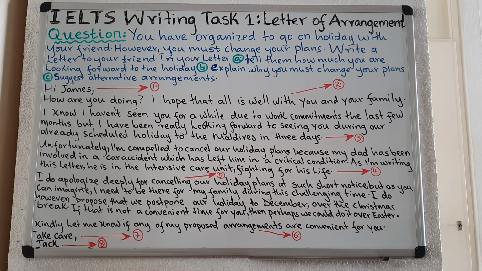Then in step 5, you need to include some information about the third point, that is C. Suggest alternative arrangements. Now, alternative means different. So suggest different plans. Okay? Propose different plans to your friend James because you have cancelled the plans that you had before. So suggest alternative arrangements means propose, give your friend different plans. Now, to address that, we write step 5.